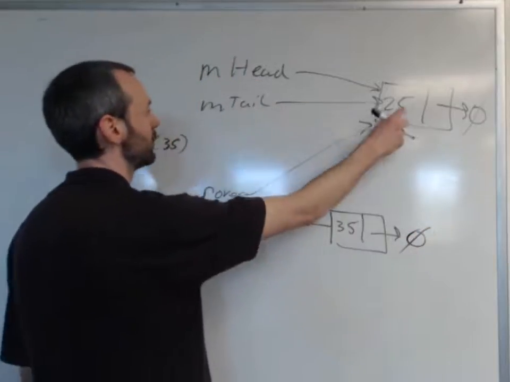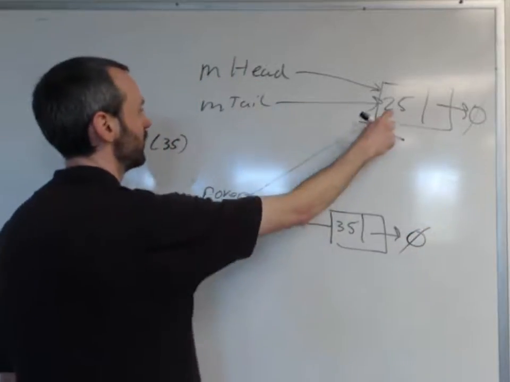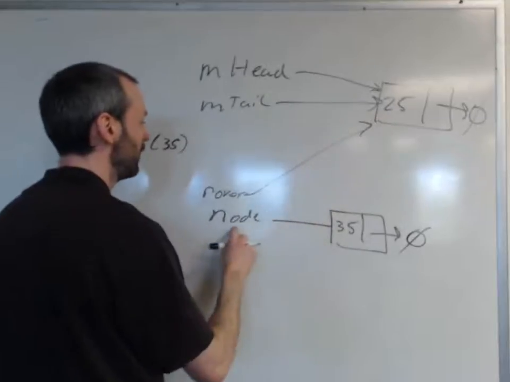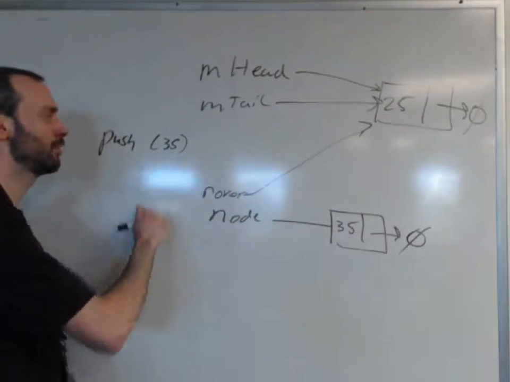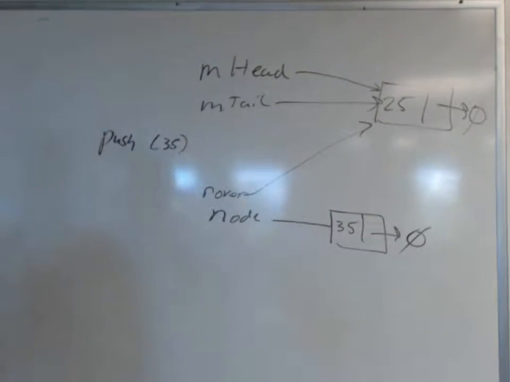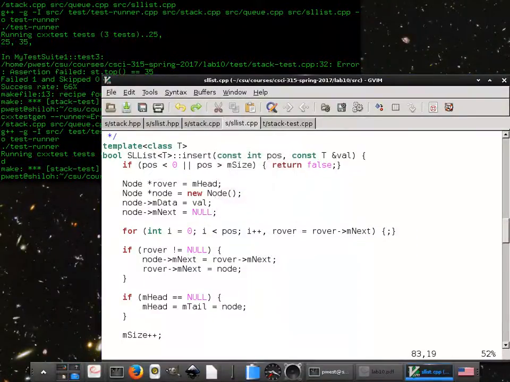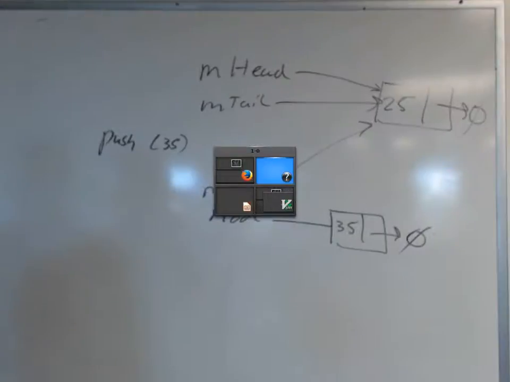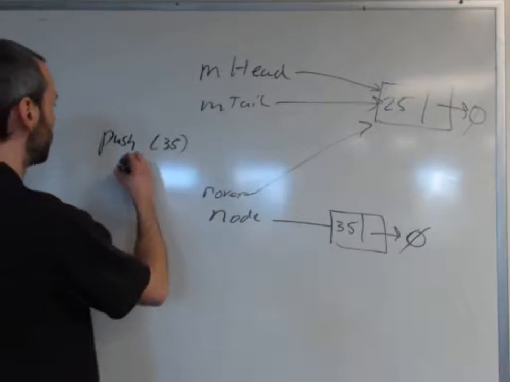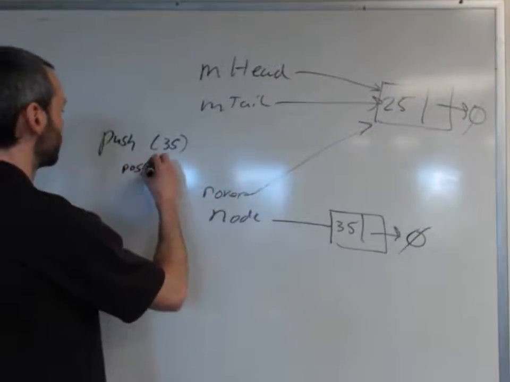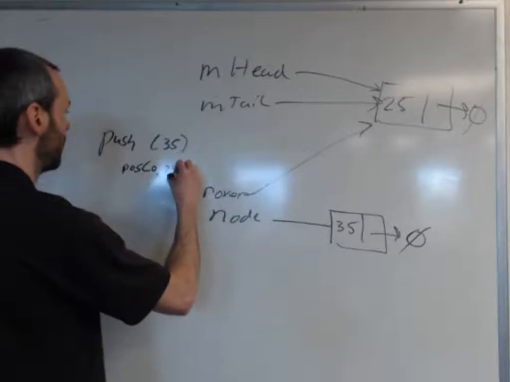M head and tail pointing to the 25. We have rover point to the head, aka 25. Create a new node of 35 because we're trying to push 35. All right, great. For int i up to pos, rover equals rover.next. Well, we're pushing, pos in this case is 0 because we always insert at 0, 25.